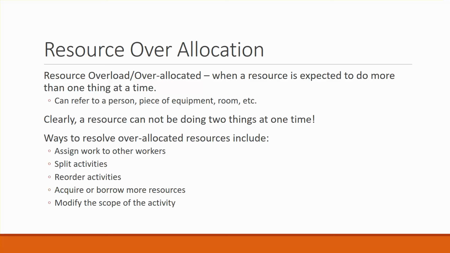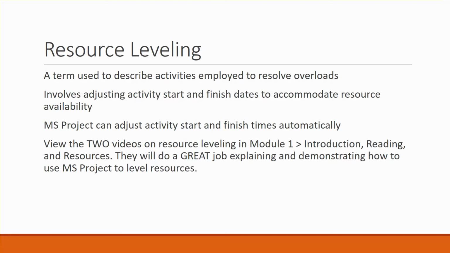So we need to resolve these over allocated resources. And there are a number of ways that we can go about doing this. Some of them include things like, well, we can assign more workers or different workers. We can assign someone else to the task to do it. We can split activities. Maybe we need to reorder activities so that they are done in a different sequence, and then the resources available. Of course, that all depends. Can we do the activity in a different sequence? We could borrow or acquire more resources from other sources. We could modify the scope of the activity. And sometimes that helps us level resources.